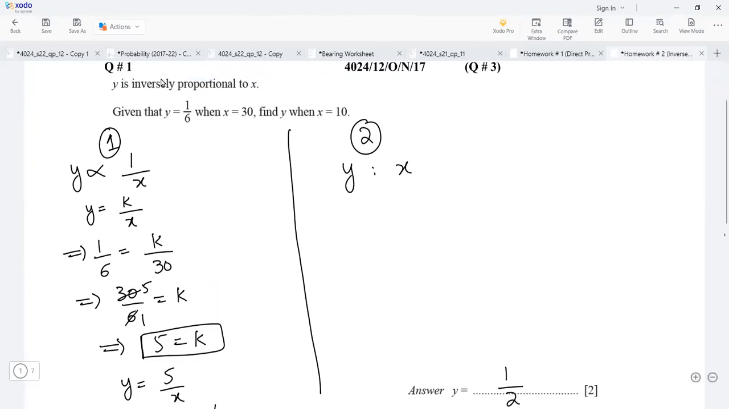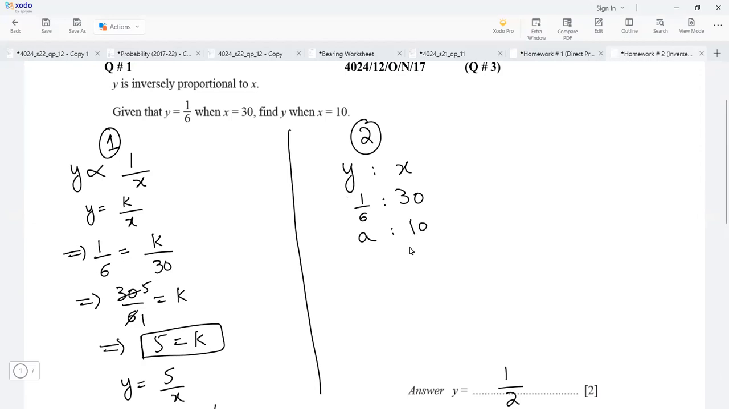When it is written that y is inversely proportional to something, meaning if it is x squared or anything, we have to write down x squared at that place. When x is written, we write x as it is. Now putting in the values, under y we put 1 by 6, and under x, at that time when y equals 1 by 6, x was 30. Similarly, when y is unknown, we can replace it with a, say a is any variable written under that y. At that time, x was 10.